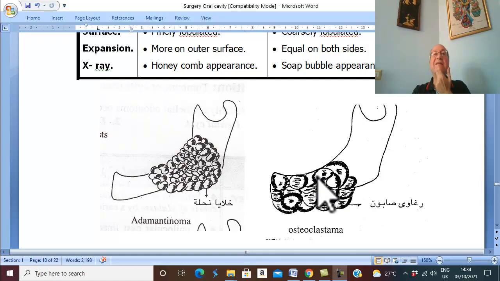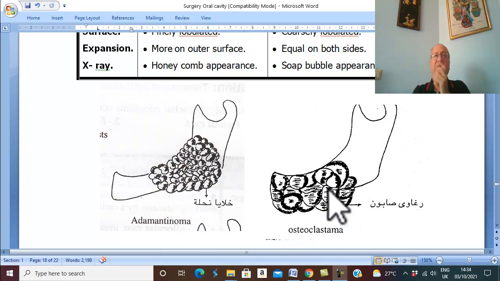Osteoclastoma usually starts in the symphysis menti and spreads in the body of the mandible only. Usually it doesn't extend to the angle or the ramus. In contrast, adamantinoma starts in the angle and spreads vertically in the ramus and horizontally in the body of the mandible.